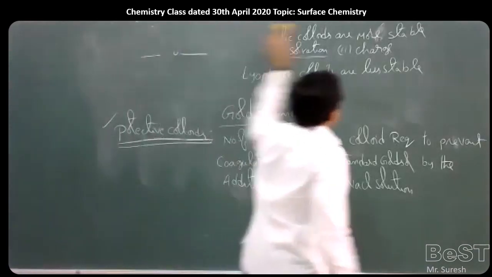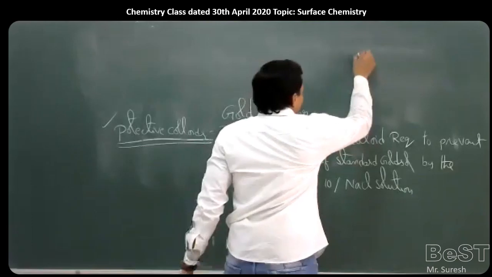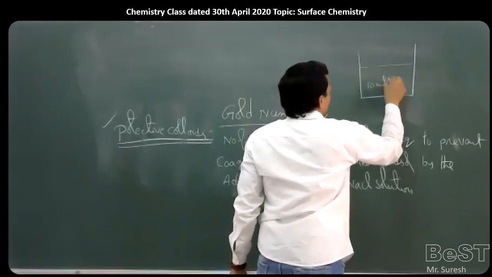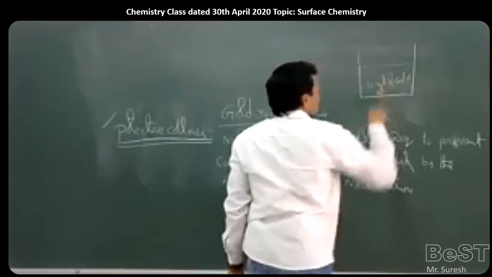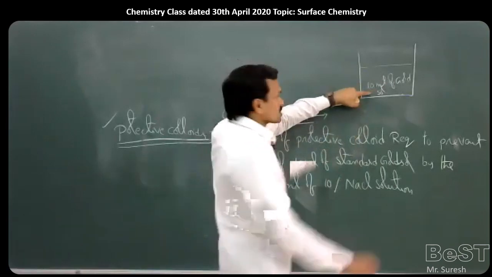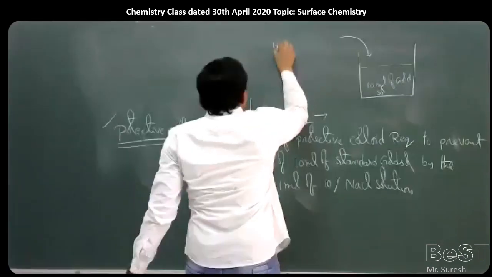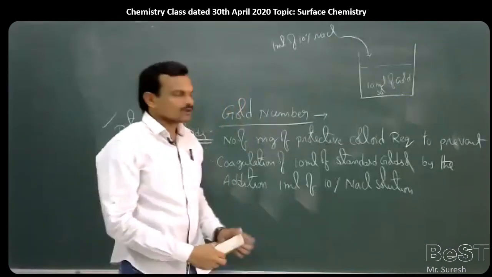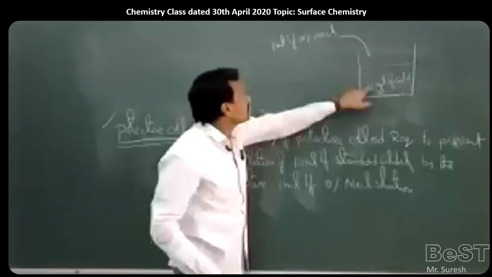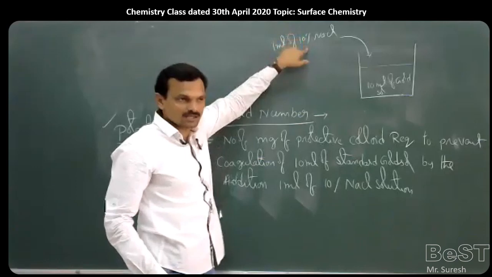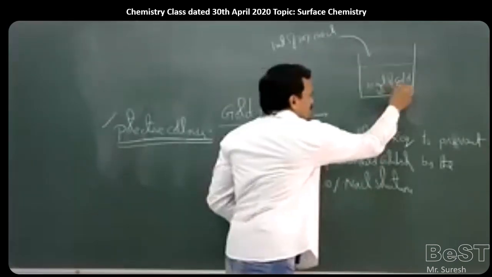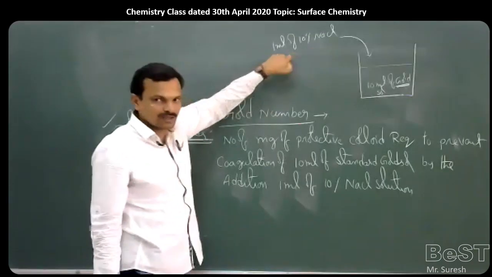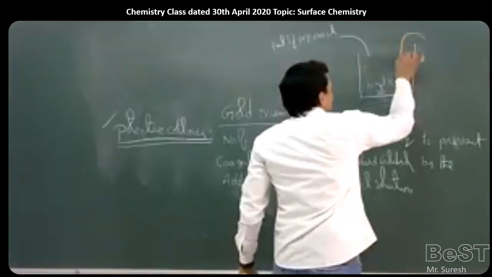Now, I'll explain very clearly here. See, here I have taken a vessel. In this vessel, I have taken 10 ml of gold salt. Now, to this 10 ml of standard gold salt, if we add 1 ml of 10% NaCl solution, then all the gold colored particles will be coagulated. To prevent this coagulation by the addition of this NaCl, we should add a protective colloid here.